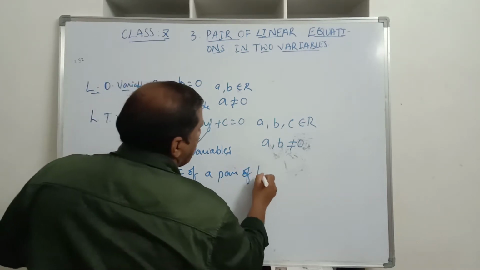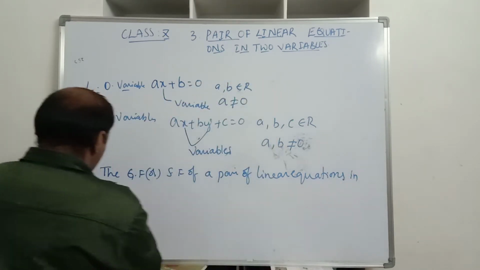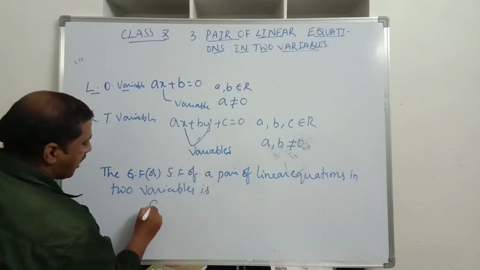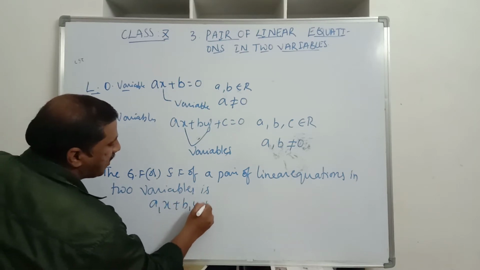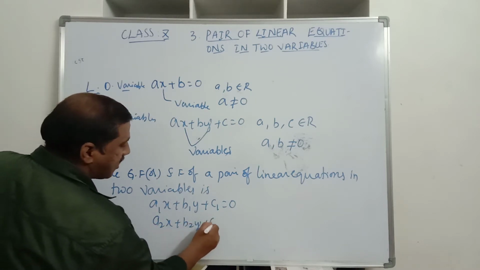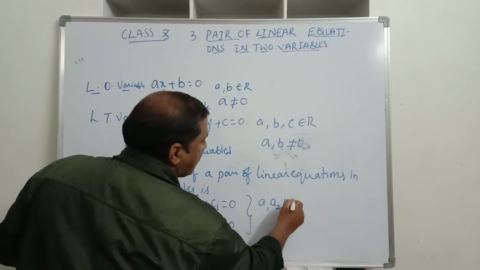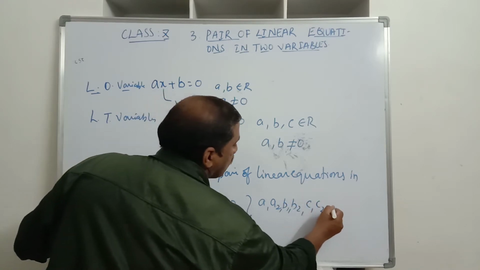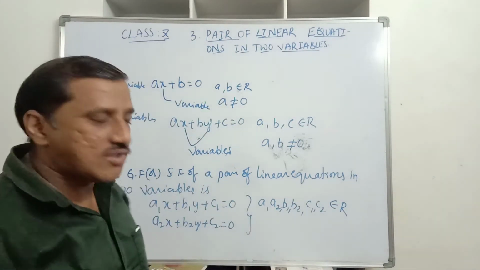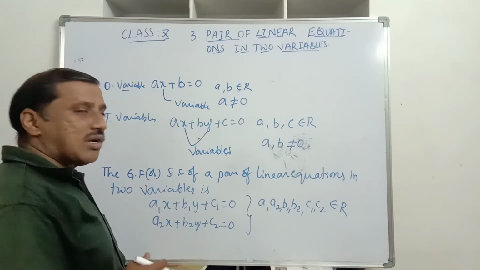A pair of linear equations in two variables: what is the general form? It is A1x plus B1y plus C1 equals 0, A2x plus B2y plus C2 equals 0, where A1, A2, B1, B2, C1, C2 belong to real numbers and A1, A2, B1, B2 do not equal 0. A1 is not equal to 0, A2 is not equal to 0, B1 is not equal to 0 and B2 is also not equal to 0.